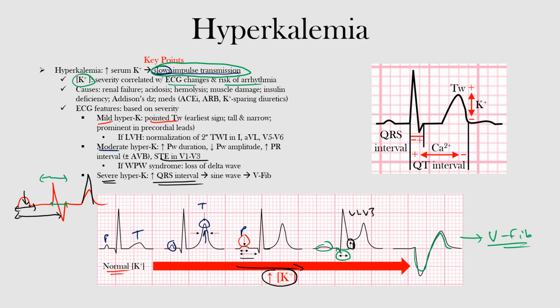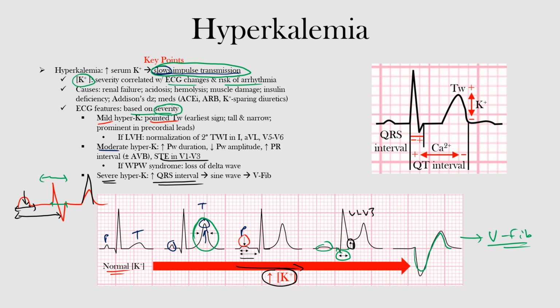Now, remember, the EKG features are based on the severity of hyperkalemia. With mild hyperkalemia, we see those pointed T waves, which are the earliest sign. Those pointed T waves are tall and narrow. They're these ones here, and they're most prominent in those precordial leads, where you'll see them the most.